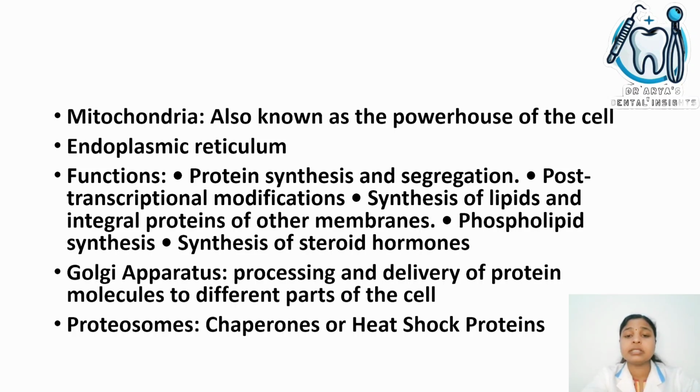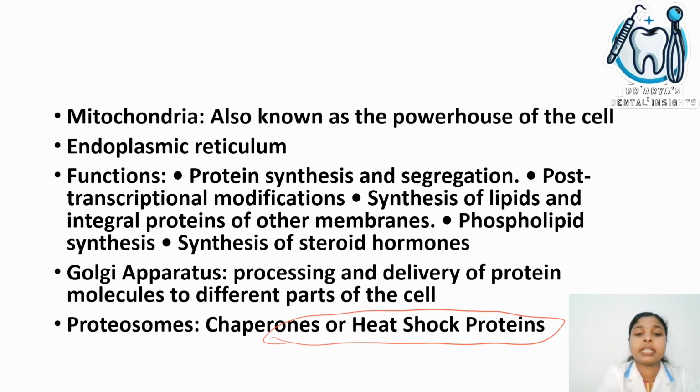And proteasomes, here the organelles which help in repair of faulty protein molecules, and their components are called chaperones or heat shock proteins. It is very, very important. Chaperones or heat shock proteins are seen in proteasomes. Okay. And also the important question is, post-translational modification is seen in the endoplasmic reticulum, and the powerhouse of the cell is mitochondria.